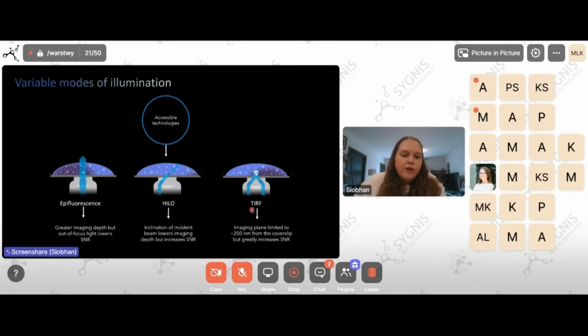And then lastly, the TIRF illumination mode. This is quite important if you are looking at any samples that are quite close to the cover slip surface. This is where the reflection of the beam, as it's totally internally reflected, creates an evanescent wave around 200 nanometers from the cover slip surface. Here you get a massive increase in your signal to noise, but the depth which you are imaging is relatively close to the cover slip surface. The fact that we can go all the way from epifluorescence to TIRF, all through the software, makes this a highly accessible technology and quite user-friendly to implement in your imaging.